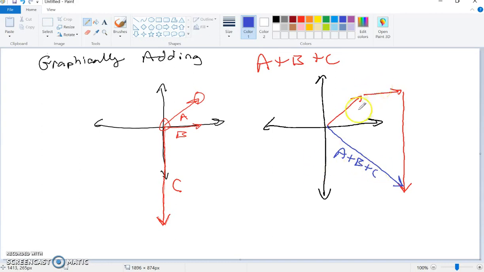So in other words, if you were to add something going northeast to something going east to something going very far south, what you actually get is a southeastern resultant vector.